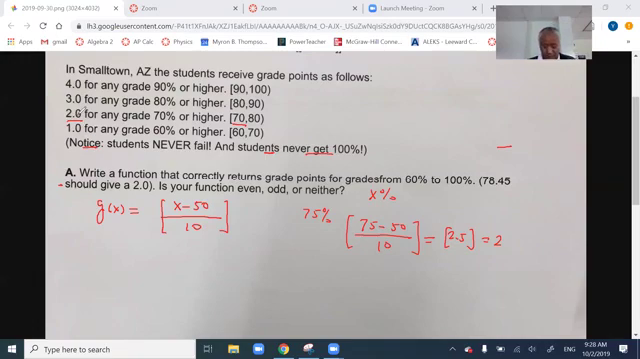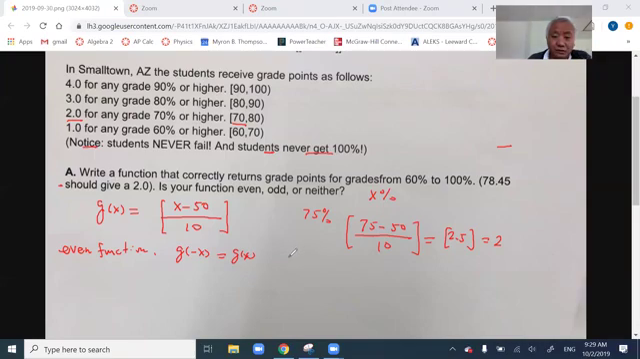Now, they ask you, is this function even or odd? First, we have to review the definition of even. If it's an even function, it should satisfy g of negative x equals g of x. That's an even function. Let's check if this is an even function.